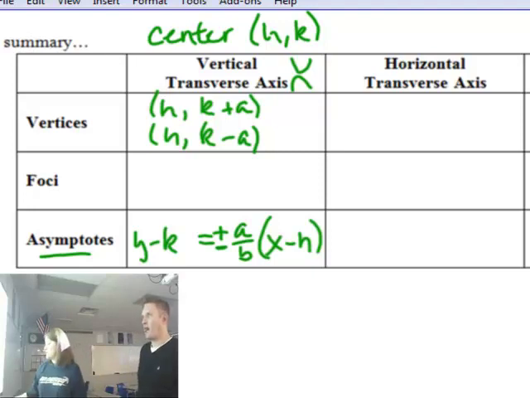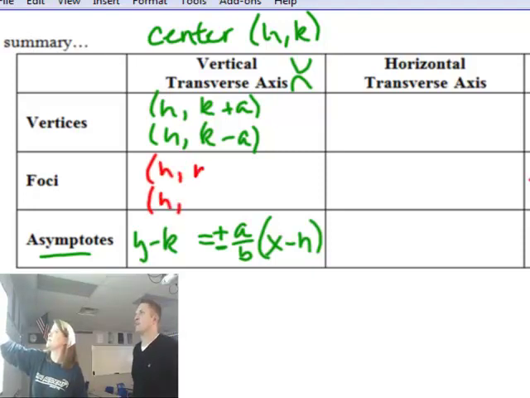All right, foci. On the same line, so we have the same x values. This time, the difference is going to be with respect to c. And we're going to add c to k and subtract c from k.